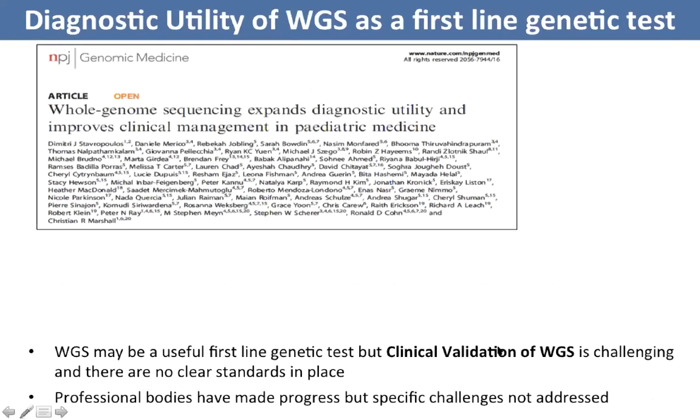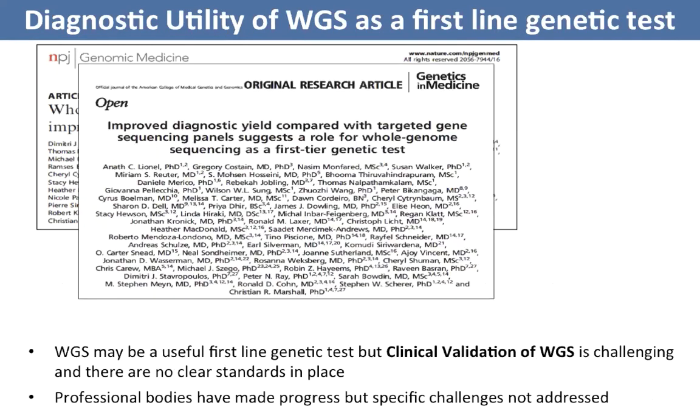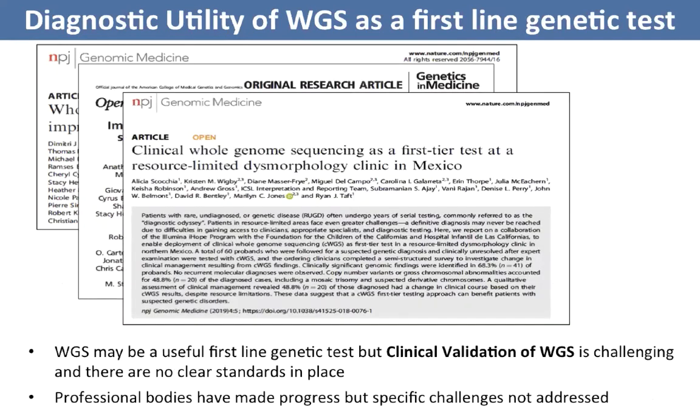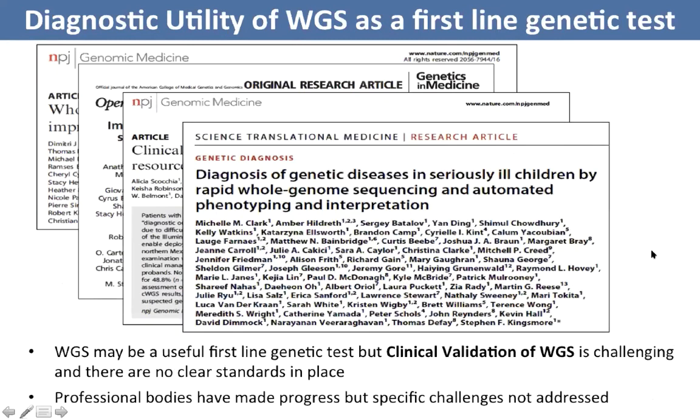Obviously, these are a couple of papers that we've published, and Ryan Taft's group with Illumina has also published a nice paper looking at this as a first tier test. And then, of course, a lot of the work done by Stephen Kingsmore at Rady's has also shown the utility of genome sequencing for the diagnosis of rare disease.